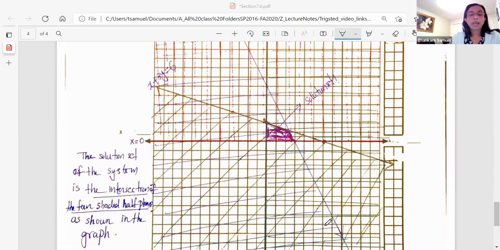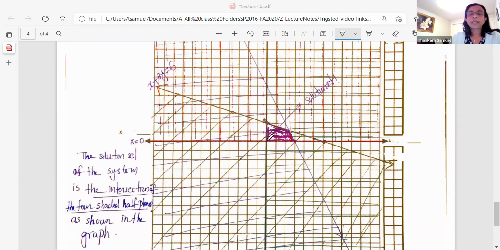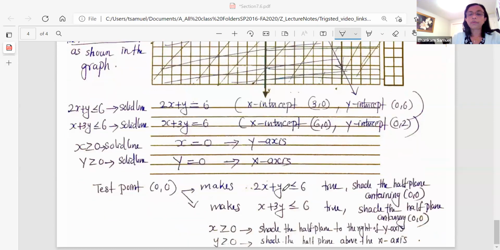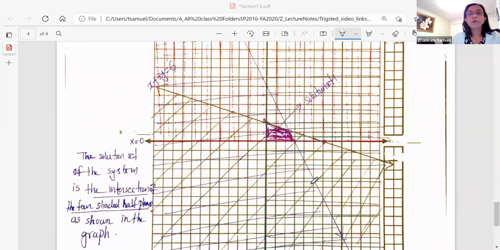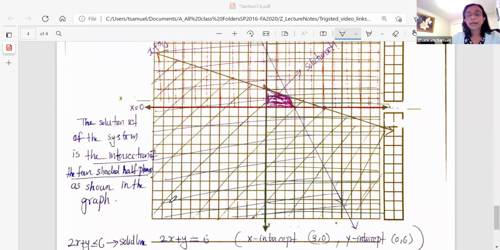It's a solid line. And to graph the inequality, we have to consider a test point. I'm going to consider a test point in the lower half plane of this graph. For convenience, let's take (0, 0) and substitute that point in the original inequality, 2x plus y less than or equal to 6. When you substitute x and y as 0, 0 plus 0 is 0, and 0 is less than or equal to 6, that is true. So shade the half plane containing this point (0, 0). So shade this half plane, the lower half plane.